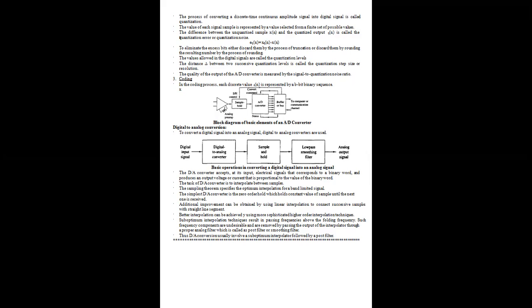When defining the coding process, each discrete value xq(n) is represented by a B-bit binary sequence. We have a block diagram for it: analog preamplifier, sample and hold, A to D converter, then a buffer, and finally a computer or communication channel.